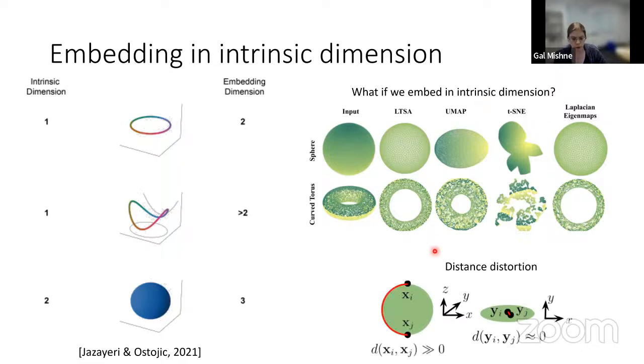So for example, the North Pole and the South Pole are far away from one another, but if I use a technique like UMAP in order to project the sphere down into 2 dimensions, then suddenly these points are right on top of each other. So 2 points that were far away in the ambient space and my measurement space are suddenly very, very close to each other in the embedding space if I try to embed in intrinsic dimension.